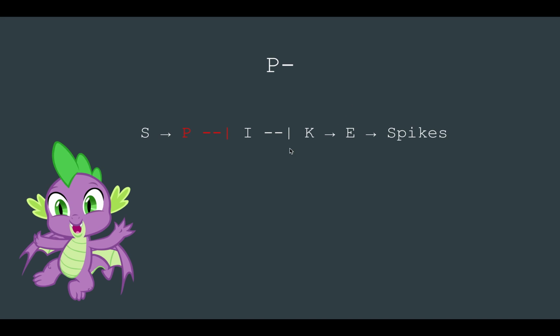In the P- strand, spikes are not produced, as you can see from this little dragon here. And that is because there is no P to repress the I, so the I can repress the K, blocking the E from being activated and the spikes from being activated.